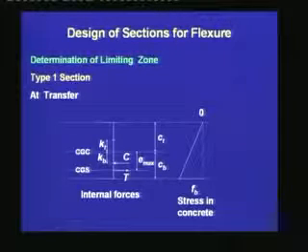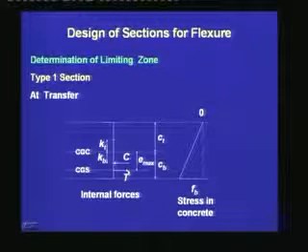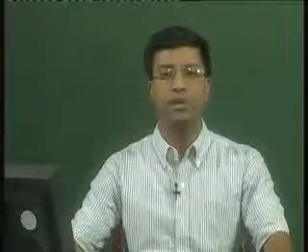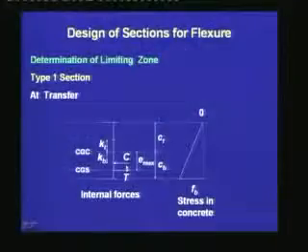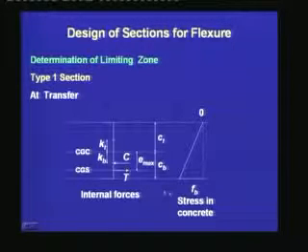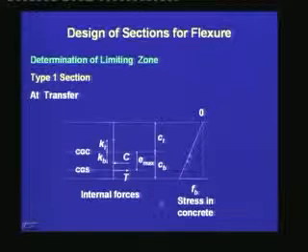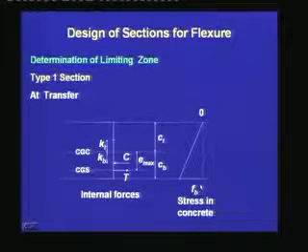For type 1 section, at transfer, we are pushing down the CGS as low as possible to have the lowest possible location of C, which is at the bottom kern point. Now, in this figure, we can see that the C is located at a distance kb from CGC, and the tensile stress in the concrete is triangular, which is 0 at the top and FB at the bottom.